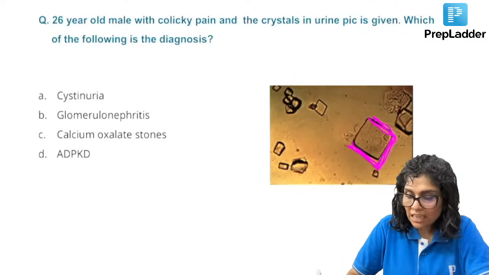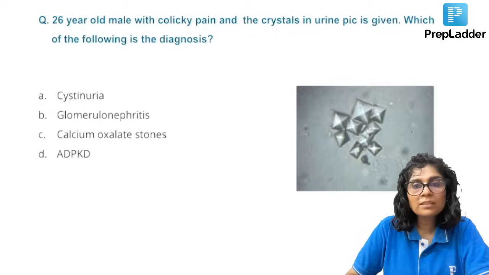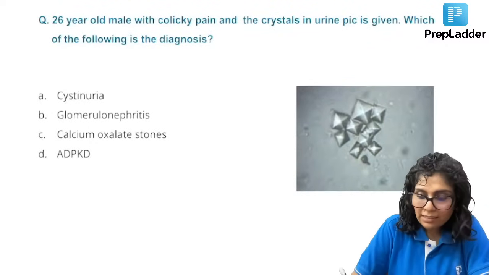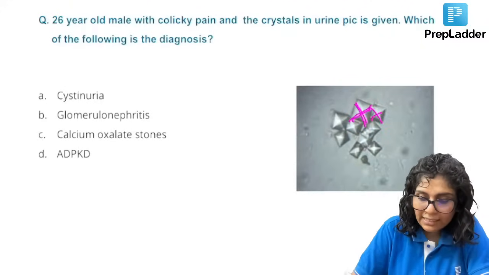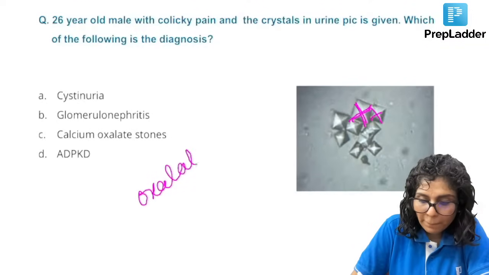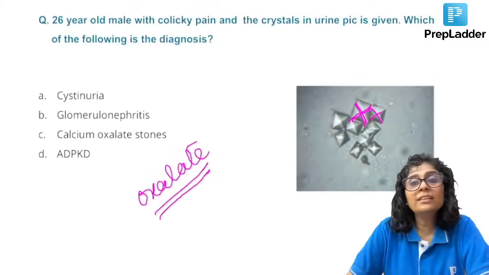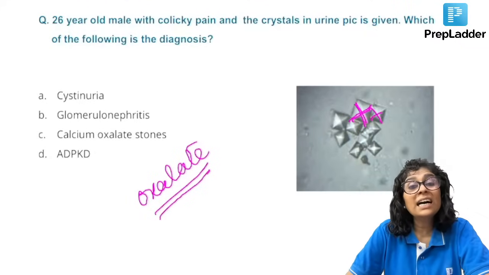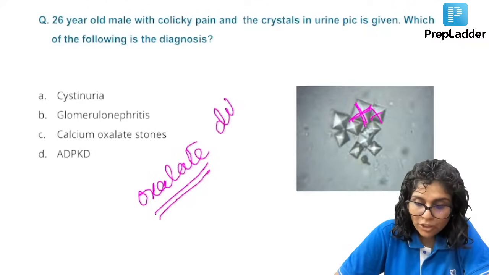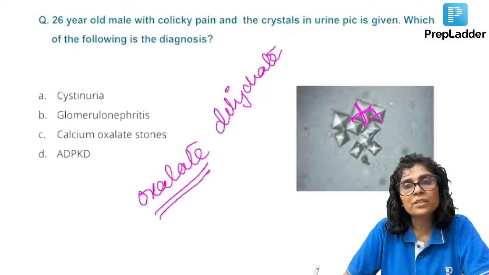What if you see an envelope shaped crystal like this? In this envelope, what do you see in the center? X. Right? X stands for oxalate. Envelope shaped crystal is oxalate crystal. It is calcium oxalate dihydrate stones which are envelope shaped.